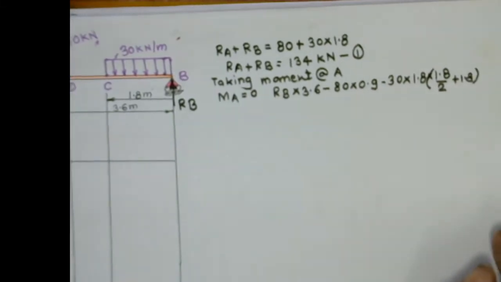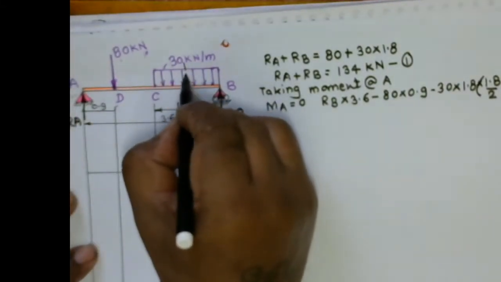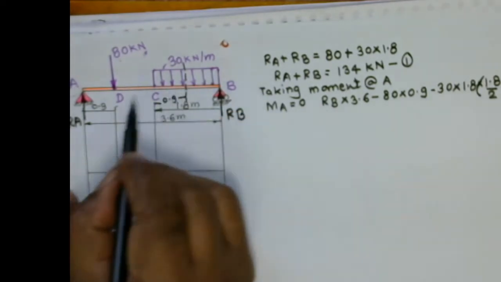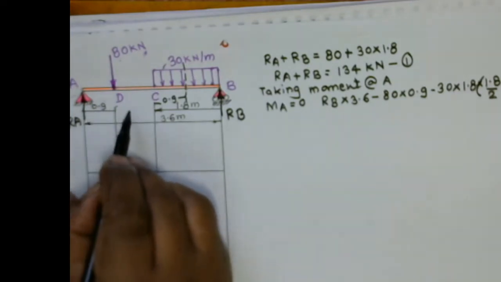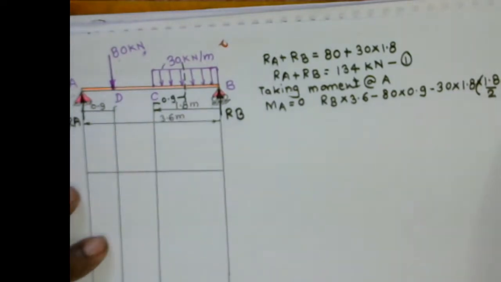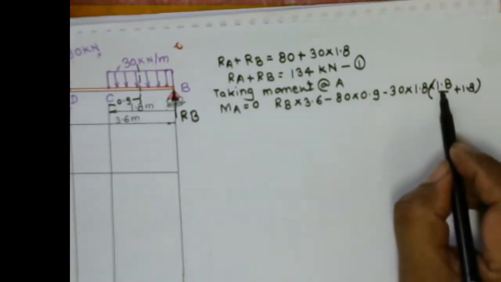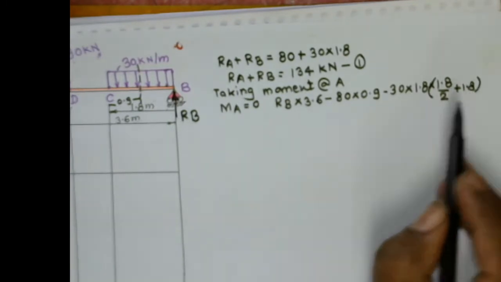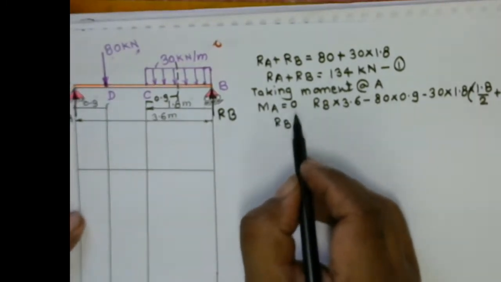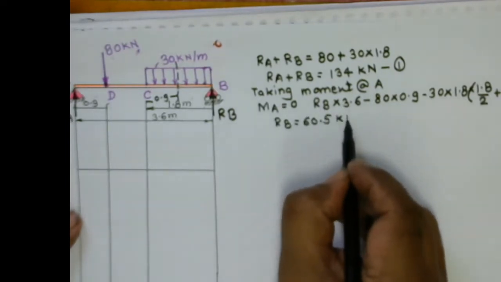Now listen here, again I am repeating that. Here it is acting at the center, so that dimension becomes 0.9. This also 0.9, so 0.9 plus 0.9 becomes 1.8 plus 0.9. That's why 1.8 divided by 2 becomes 0.9 plus 1.8. So here you will get the value of RB. RB is equal to 60.5 kilonewton.